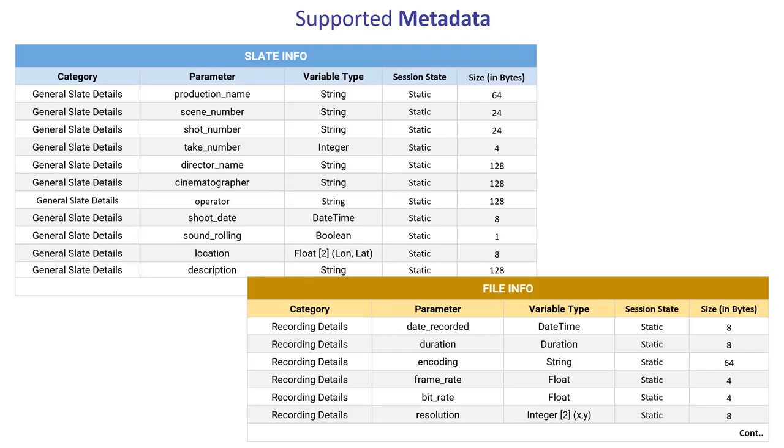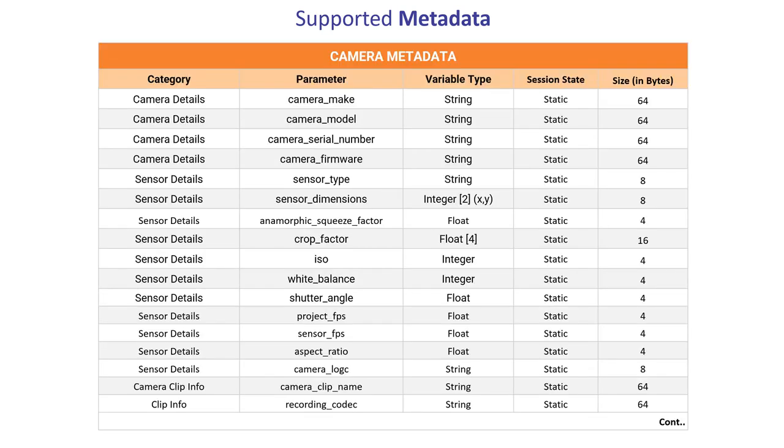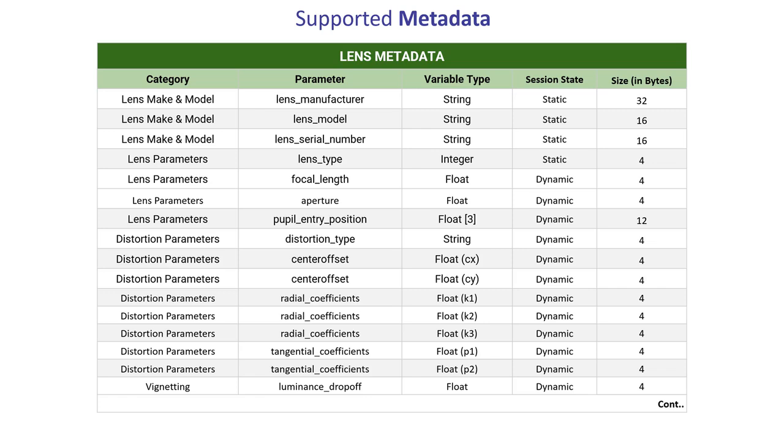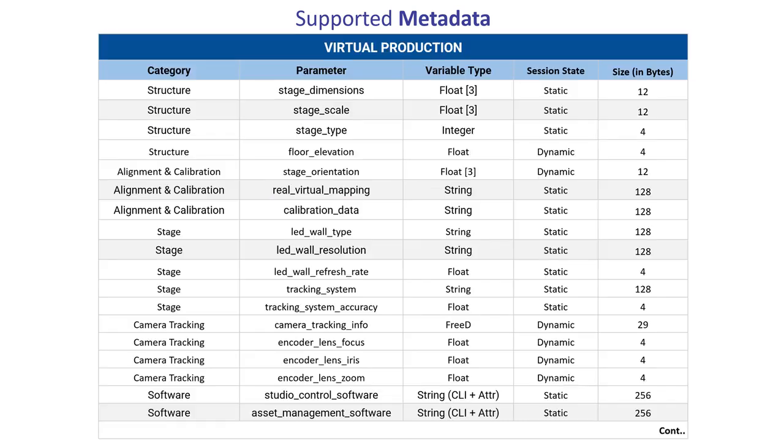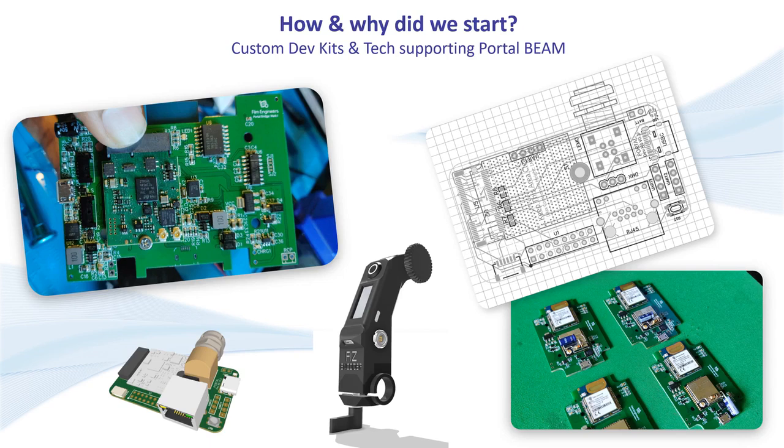And some of the metadata that is supported right now is slate information, file information. We have camera metadata from different vendors, but it can be unified with these common factors. And we have lens metadata, which is more crucial than you think it is. And then we have color science, VFX, and virtual production. So this is a growing list of metadata that is being adapted in this framework. And that's how we are able to connect all of these physical entities into the virtual world.